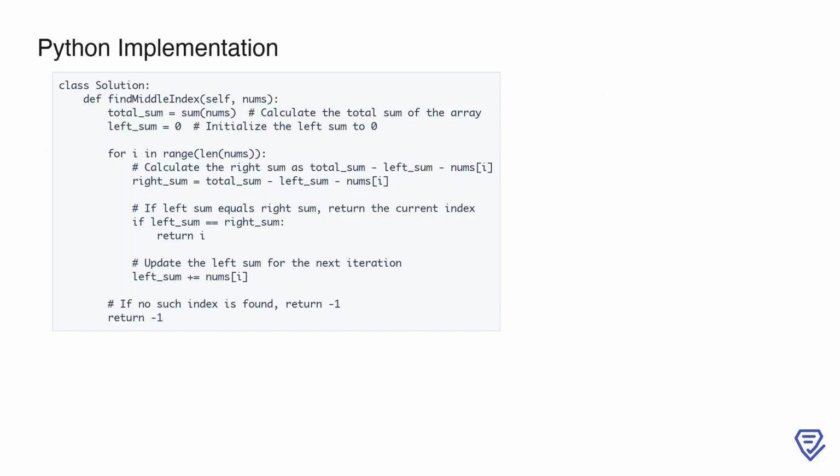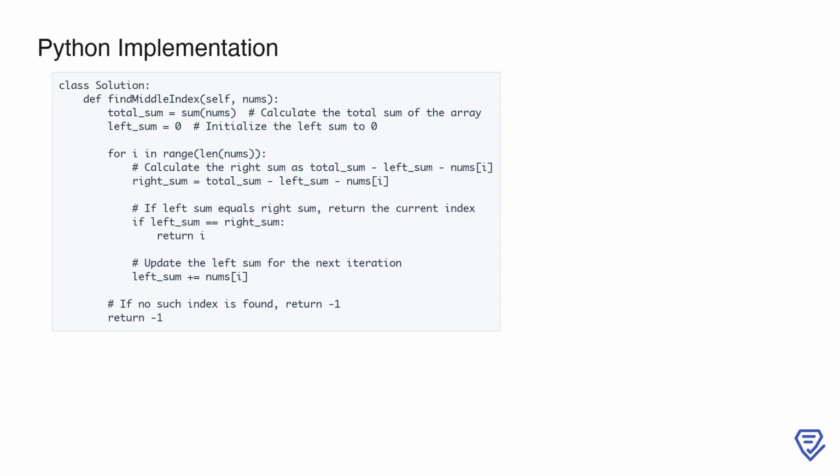This solution to LeetCode problem number 1991, Find the Middle Index in Array, efficiently determines the middle index in the array by iterating through it just once. First, the total sum of the array is calculated using Python's built-in sum function. This value allows us to derive the right sum dynamically during the iteration. We also initialize a left_sum variable to 0, which will keep track of the cumulative sum of elements to the left of the current index.